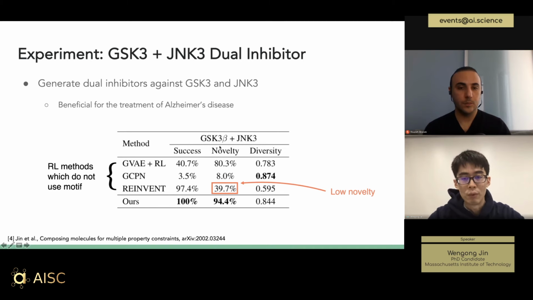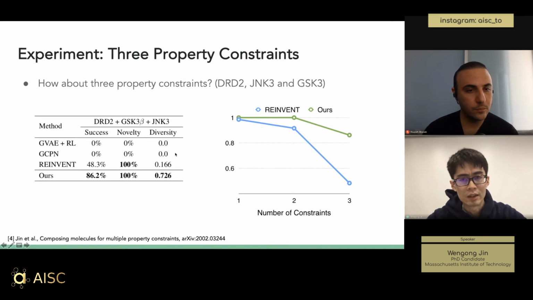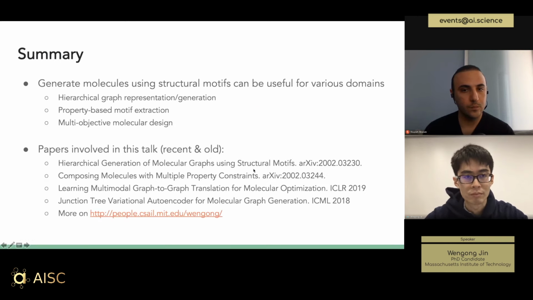In particular, the output molecules from our model are much more novel than those of the previous methods, and also more diverse. If we move on to three or more constraints, we found that many of the reinforcement learning methods typically fail, and our model still maintains a high success rate, novelty and diversity because we're utilizing motifs. As you can see from the chart here, our model can still maintain a high success rate as you incorporate more and more constraints.